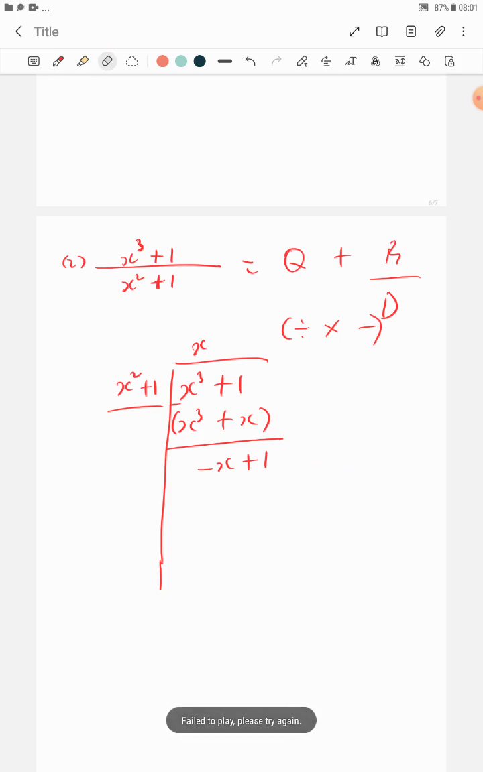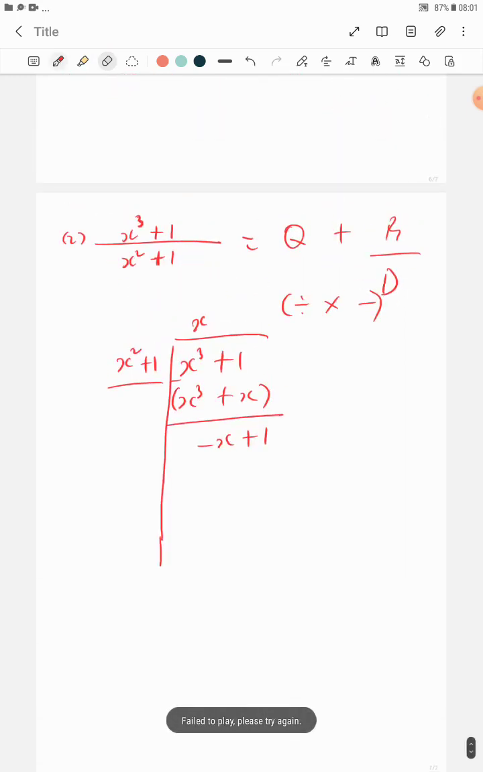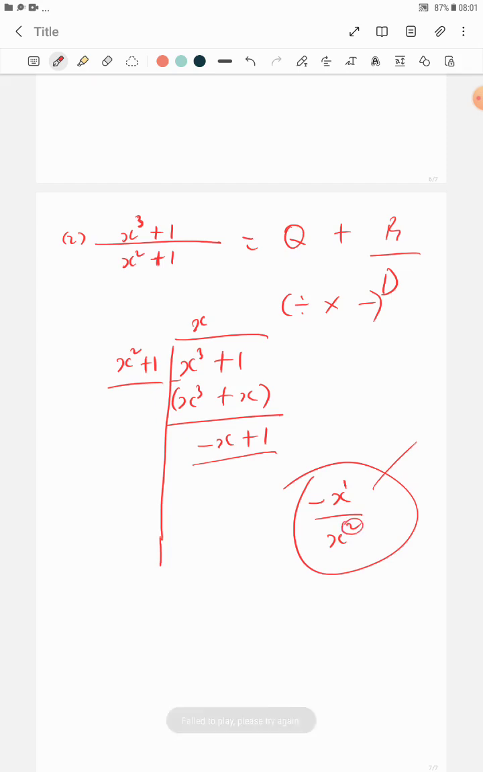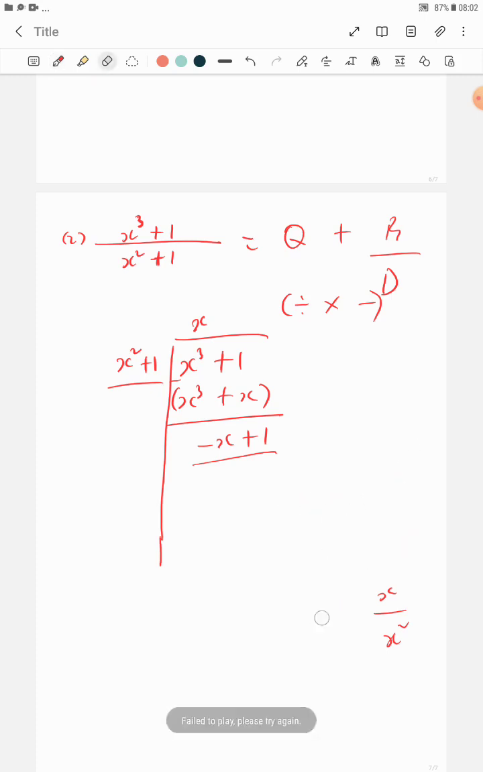Let me clean this. The next thing to observe is, can I still divide this further? If you take minus x over x squared, of course you cannot divide this again. Why? Because this is already a proper fraction. The power of x here is now 1, and the power of x in the denominator is 2. So you can't further divide this. It means you have gotten to the end of this division.